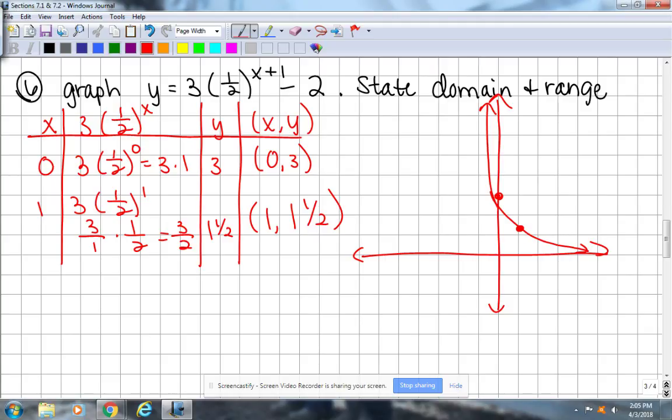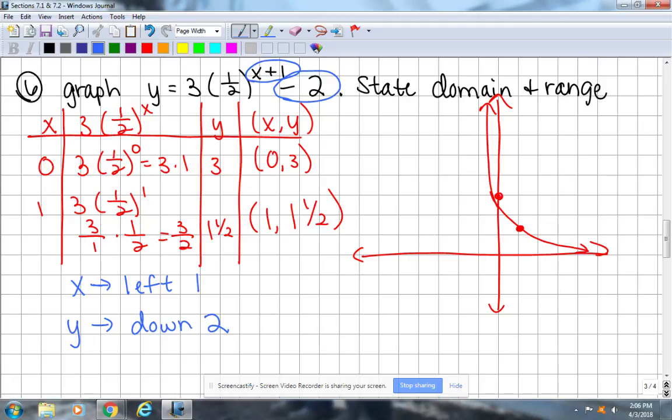All right, let's look at our x shift and our y shift. For our x's, remember you do the opposite of what that says. So plus 1 would be right 1, so we do the opposite, which is left 1. And for the y values, we do exactly what that says, which is down 2. Does that make sense? The exponent tells you what to do with your x's. You do the opposite. The y values, you do exactly what it says at the end.